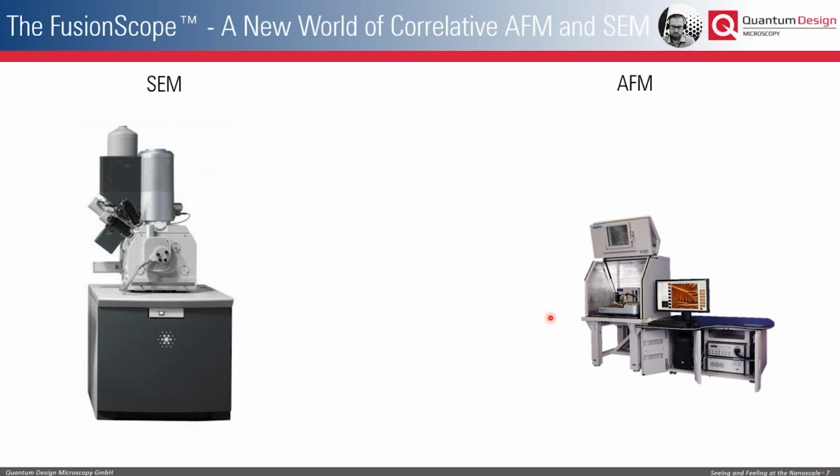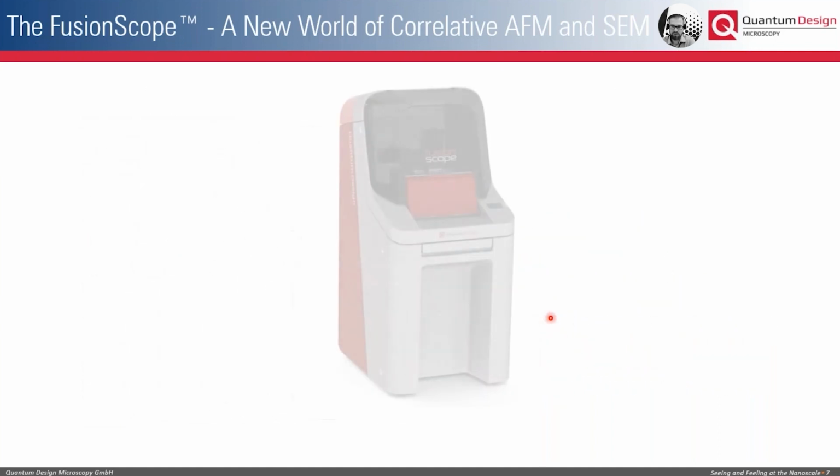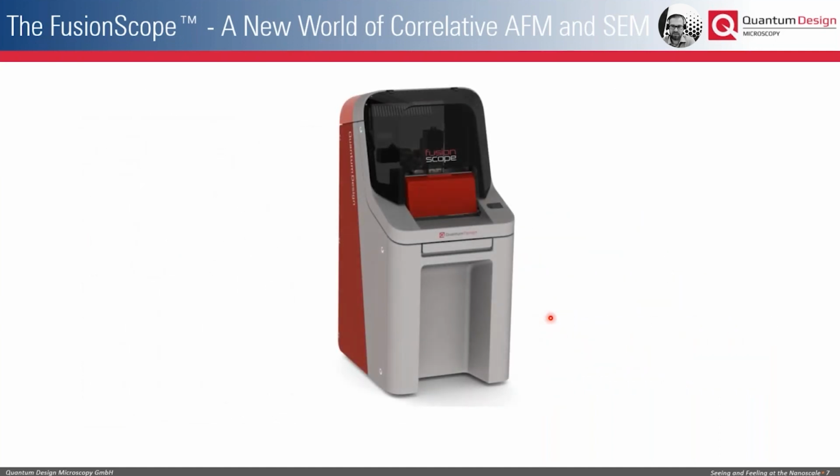And with the FusionScope, we took this correlative microscopy approach to the next level, because here we are now not only integrating an AFM inside an already existing SEM system, but we merged the two microscopy methods in one completely new system. And you can see here how the FusionScope looks. So a very compact microscope that enables you to perform SEM and AFM at the same time.